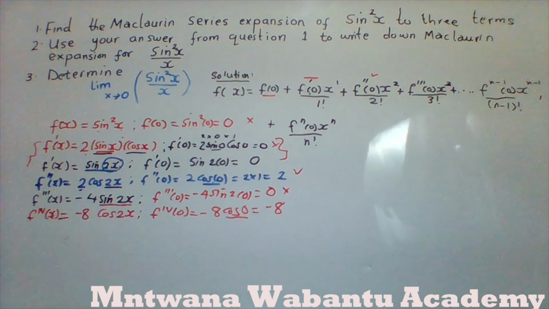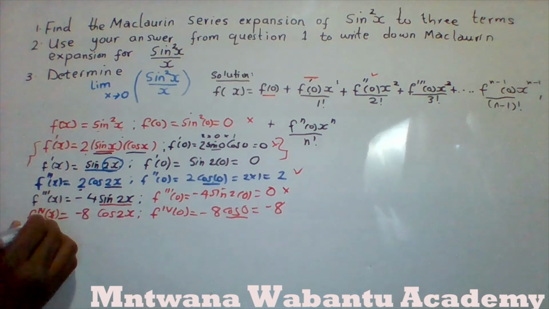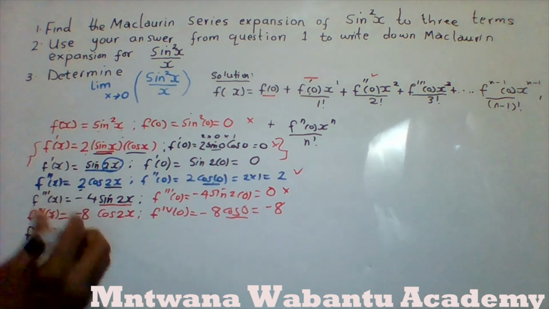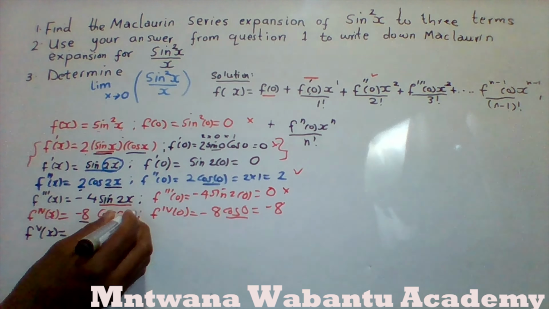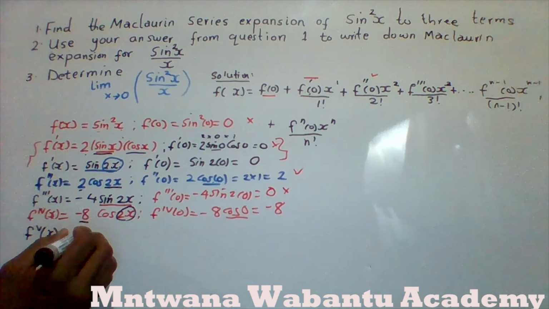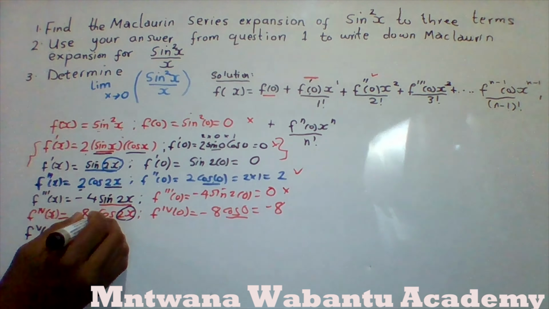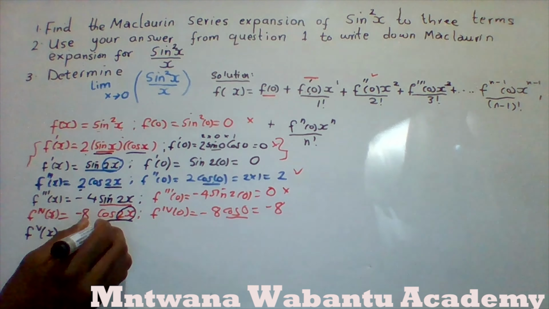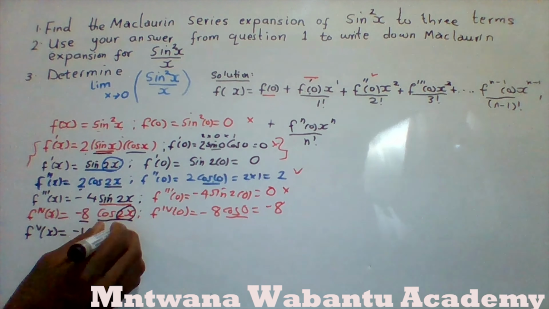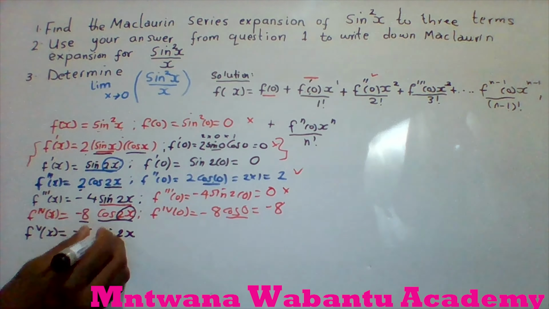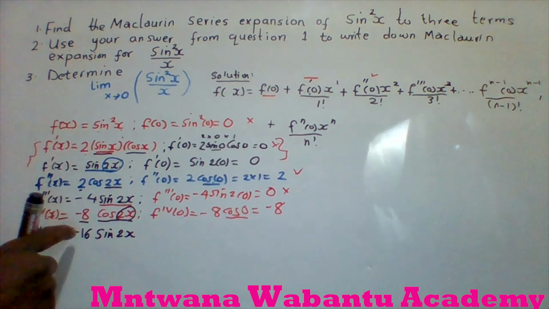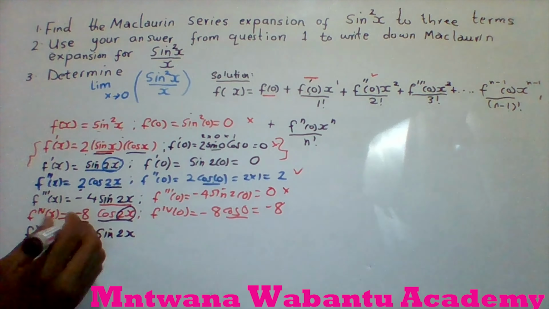Now let's go. So this is going to be f fifth prime of x, and here we're going to have to differentiate this. So it's going to be negative 8, and we differentiate whatever you have here. When you differentiate 2x, you're going to get 2. 2 times negative 8 is going to give you negative 16. And then when you differentiate cos of 2x, you're going to get negative sine of 2x. So this is going to be sine of 2x, and because of the negative sign, we have to put another negative. So negative and negative is going to give us positive.